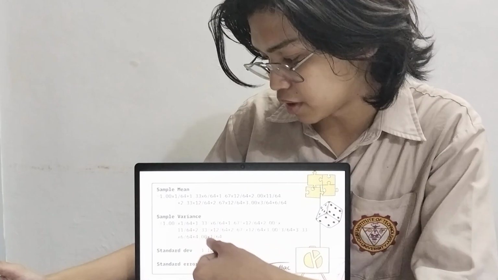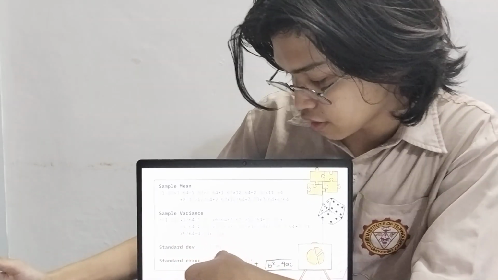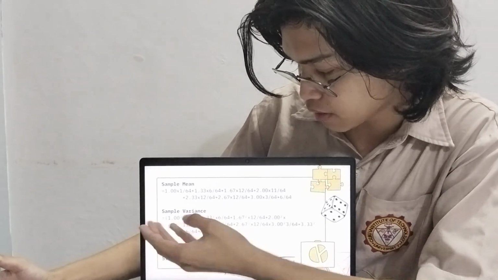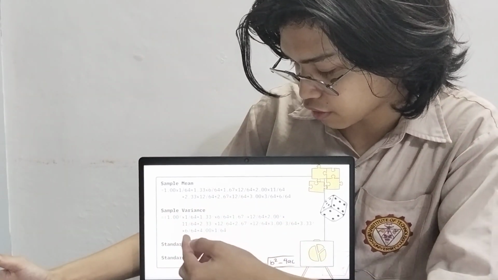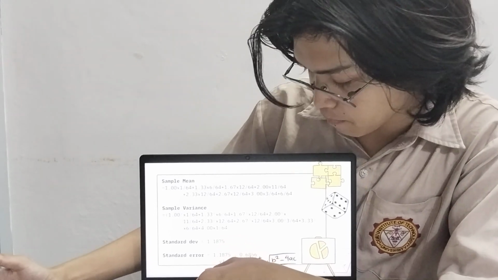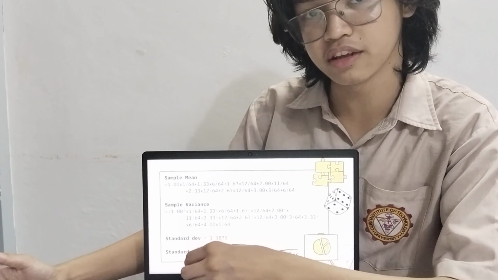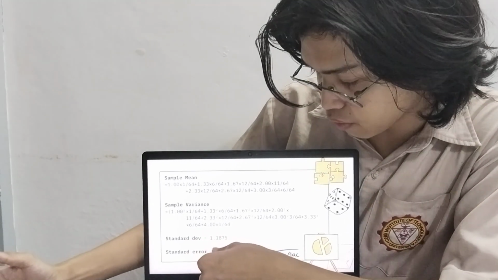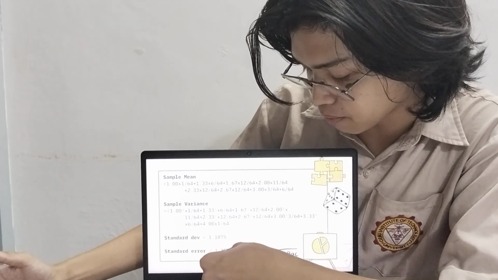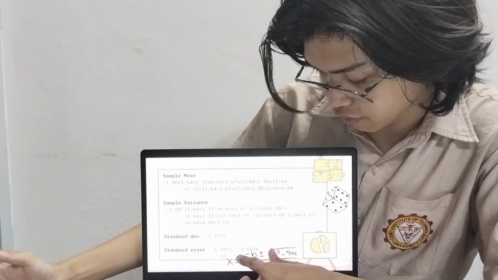This is our solution to the sample mean, sample variance, and standard deviation. This is how we solve it. And in order to get the standard error, we used the standard deviation and divided it by the square root of 3. This came as a result.